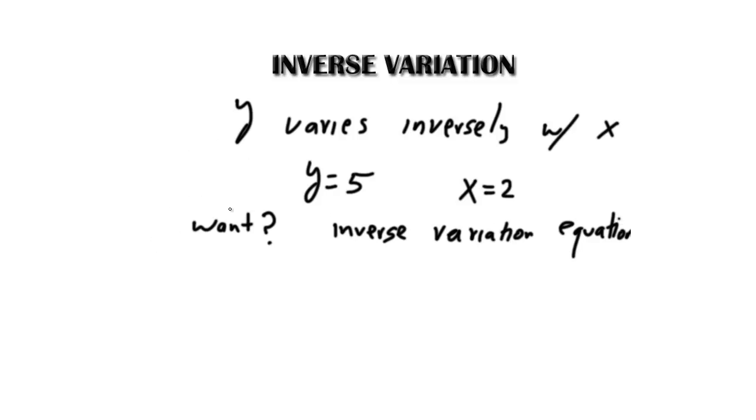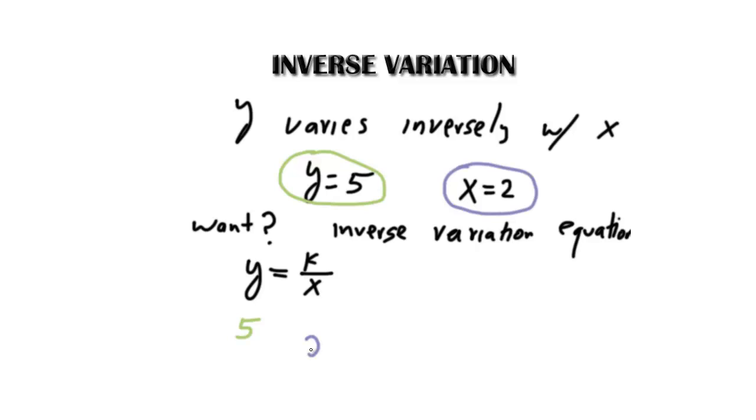How do we do that? We're going to use the equation I showed on the last slide, y equals k over x, and plug in the known values. We know y is 5 and x is 2. The k will be the numerator. Now we just need to multiply both sides by 2. This is an equation, so whatever you do to one side, you have to do the exact same thing to the other side.